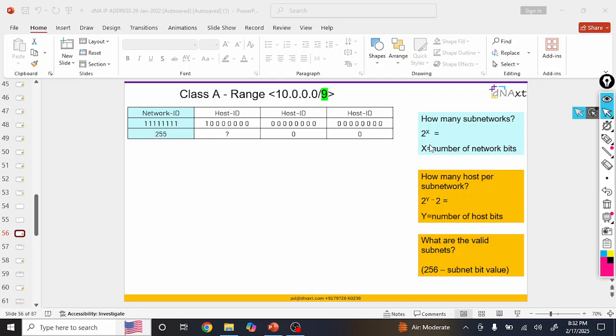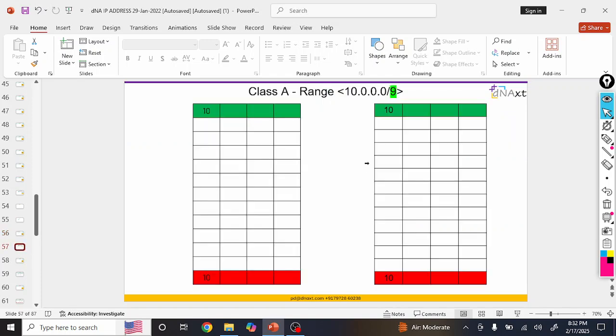Let's talk about them. What will be the first valid host, what will be the broadcast ID in these cases. As we have just now discussed, the first IP address of the first network will be 10.0.0.0, and the next will be 10.128.0.0, because there is an increment of 128 over here, and this increment will take place in the second octet.